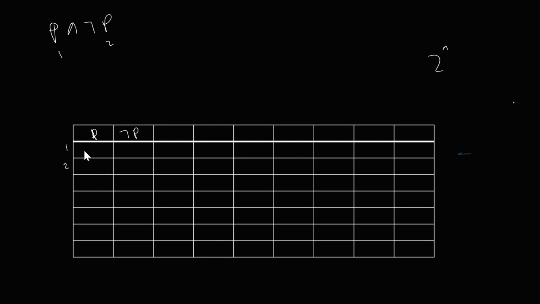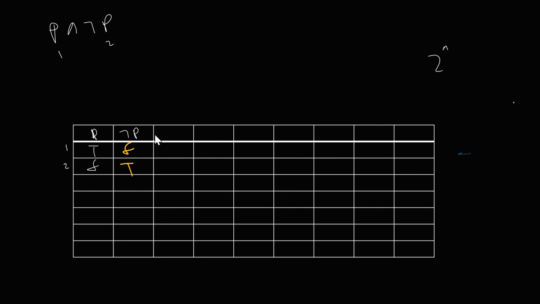Okay, so P could be true, P could be false. Not P is going to be false, not is going to be true. It's like the negation of this. Negation of truth is false, negation of false is true.